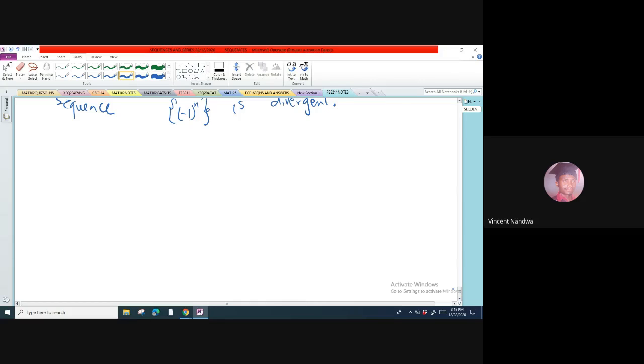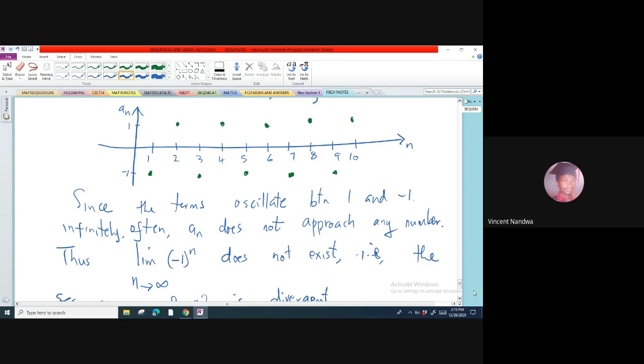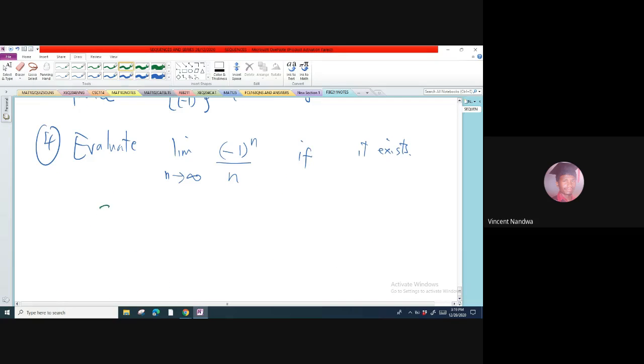And then the next example. Number four, evaluate the limit as n approaches infinity of negative 1 to the power n over n, if it exists. So solution: the limit as n approaches infinity of the absolute value of this same sequence is the same as the limit as n approaches infinity of 1 over n, which is 0.